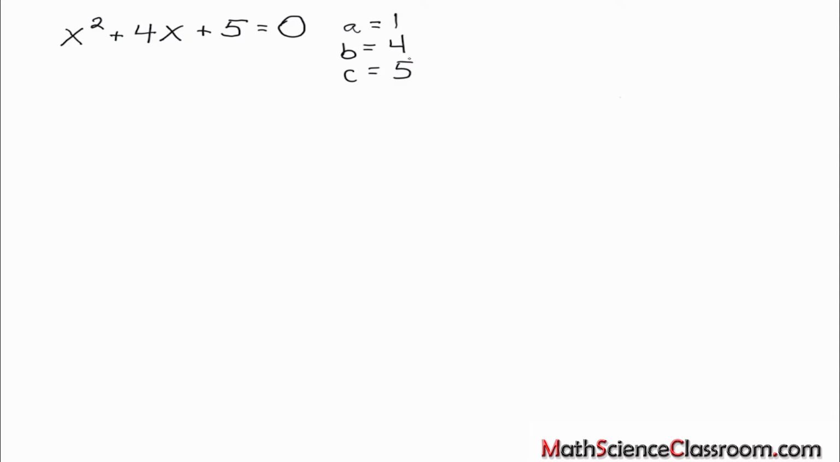Second question, can we factor this quadratic equation? Are there two numbers that multiply to 5 and add to 4? There are no two numbers that would actually satisfy that. So what we're going to do is use the quadratic formula to find the two roots of this equation. So we'll start.